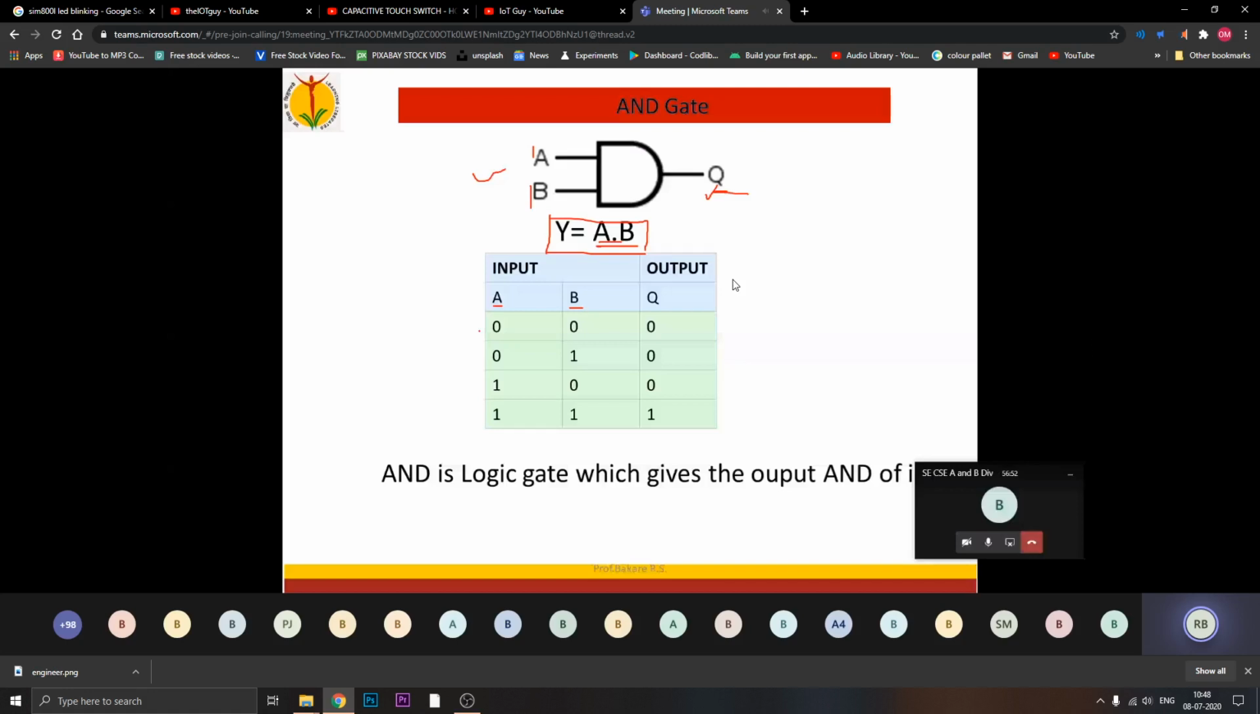One is both 0 0, that is A equal to 0 and B equal to 0. The second possible combination, A is 0 and B is 1, that means 0 1. The third combination, which is exactly opposite of the second, is A equal to 1 and B equal to 0, and the fourth one, both are 1 1.